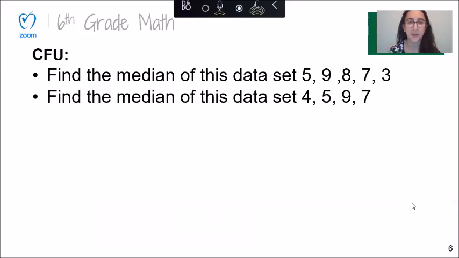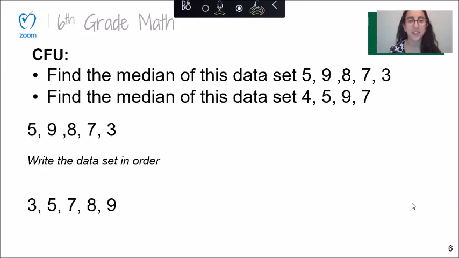Before you get into your practice problems today, just want to do some quick practice together to make sure that we are all on the same page. So when I say go, you're going to pause this video and go back into Desmos. There are two CFU questions for you to solve. Using what we just talked about for median, find the median of each of these data sets. We're going to come back together in 60 seconds to debrief before you then have time for even more practice. Go.